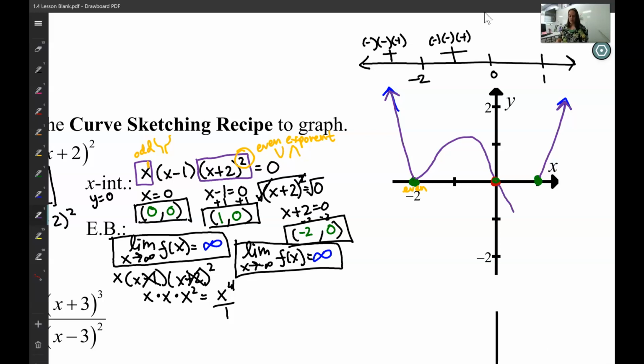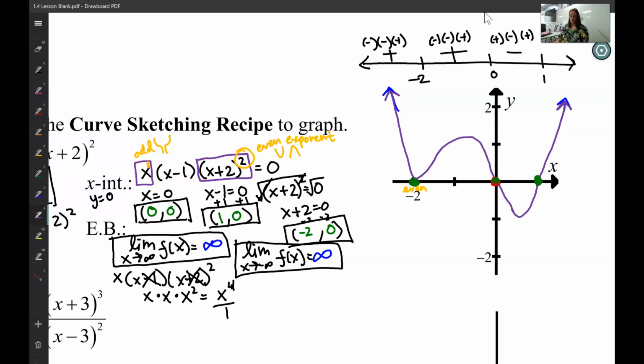Let's pick a number between 0 and 1. Let's say 0.5. So if I plug 0.5 into my equation, I have 0.5, that's a positive. 0.5 minus 1, that's a negative. 0.5 plus 2 squared, that's a positive. So positive times negative times positive, that's a negative. So everything between 0 and 1 should be negative or below the x-axis.